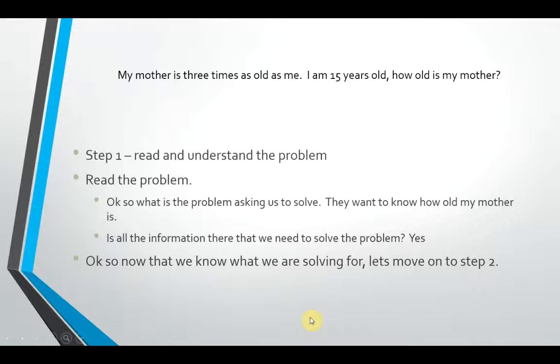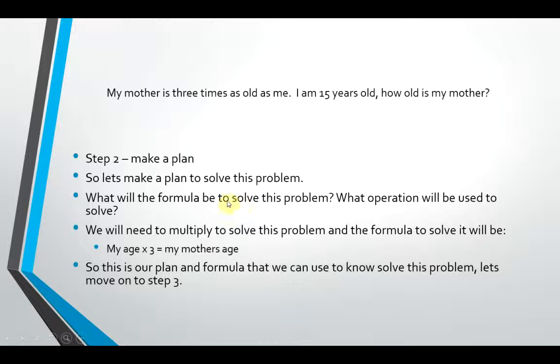First, we're going to read and understand the problem. The problem is, my mother is 3 times as old as me. I am 15 years old. How old is my mother? So what are they wanting us to solve for? They want to figure out how old my mother is. Is all the information that we need to solve the problem given? Yes. So now that we know what we are solving for, let's move on to step 2 and create our plan. So let's make a plan to solve this problem. What will the formula be to solve this problem? What operation will we use to solve the problem?